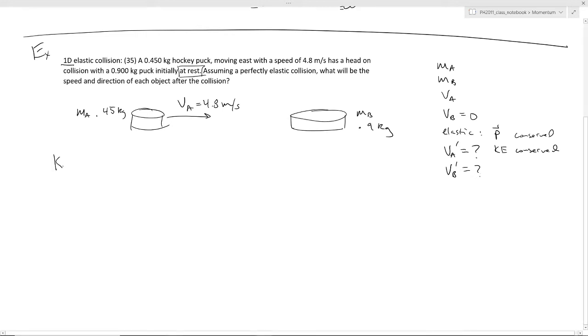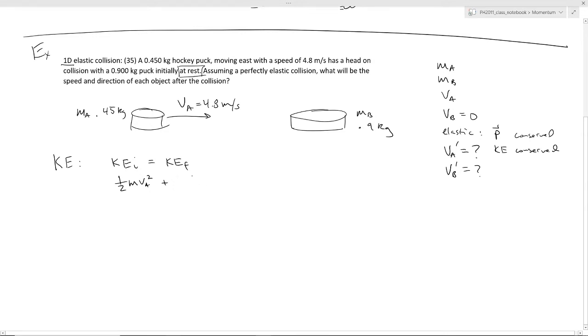So let's look at kinetic energy. We know that the kinetic energy initial is going to have to equal the kinetic energy final. That's energy conservation. And what does that mean? Well, 1/2 MVA squared plus 1/2. Oops, I've got to be careful here.